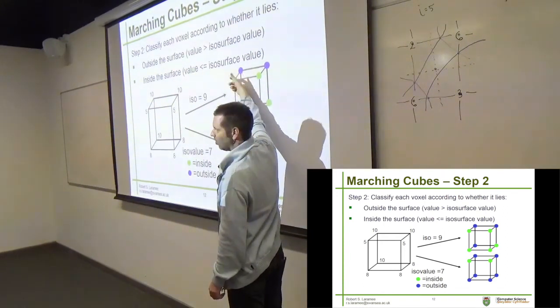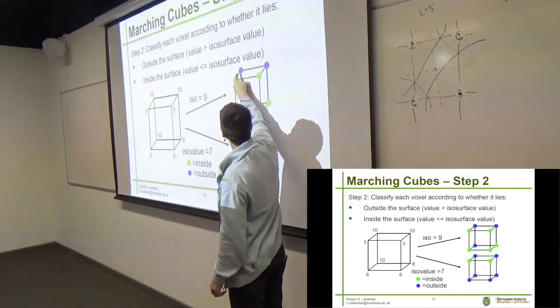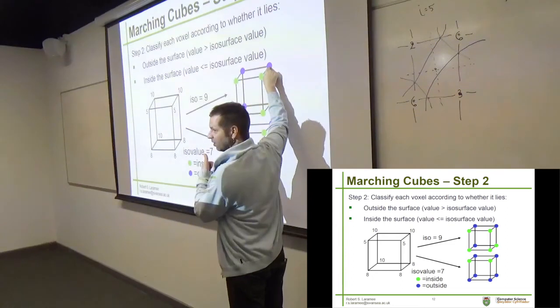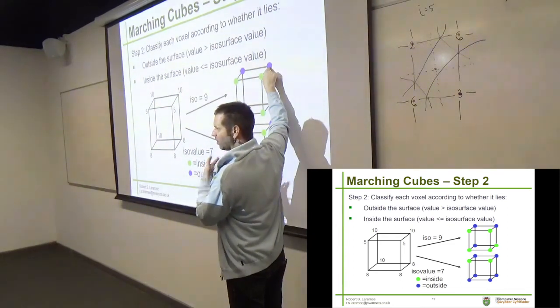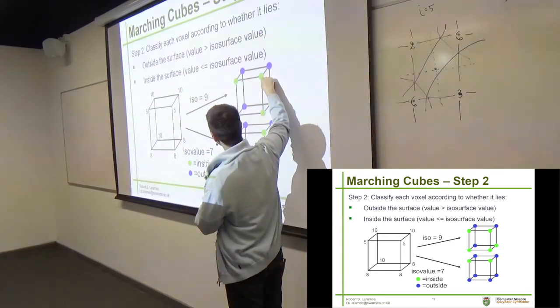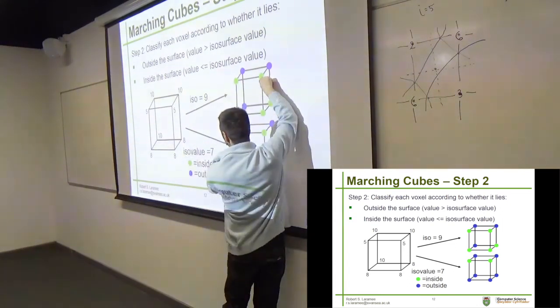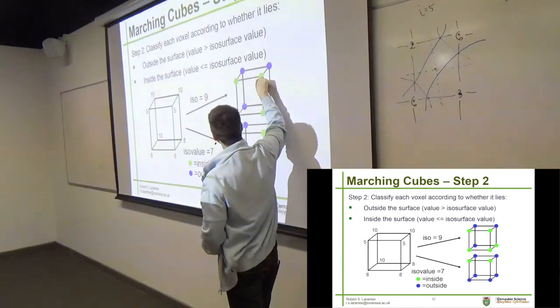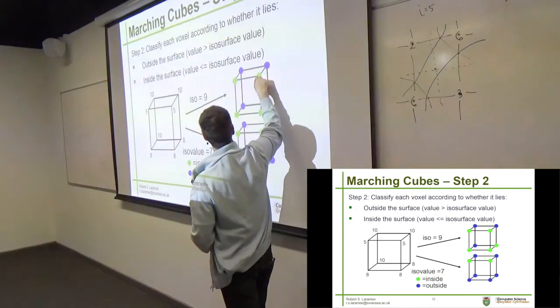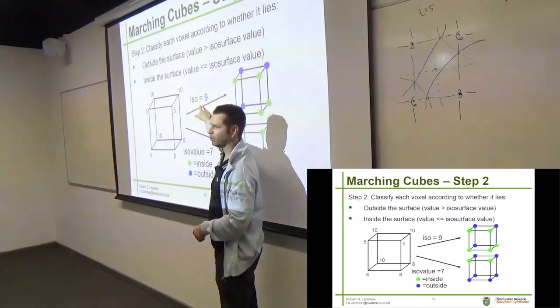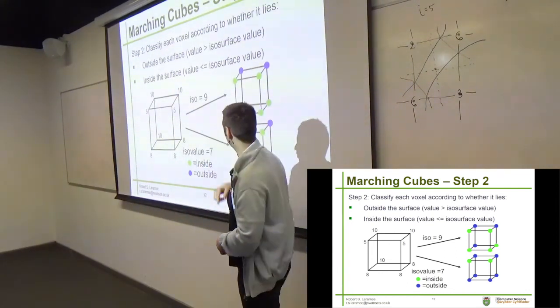It just has to be on one or the other side, so to speak. 10, again, is above 9, so we classify it as being on the outside of the surface. 5 is below 9, so we classify it as being on the inside of the surface. So we're just comparing the data value stored in each vertex to the ISO value. Is it above or below?